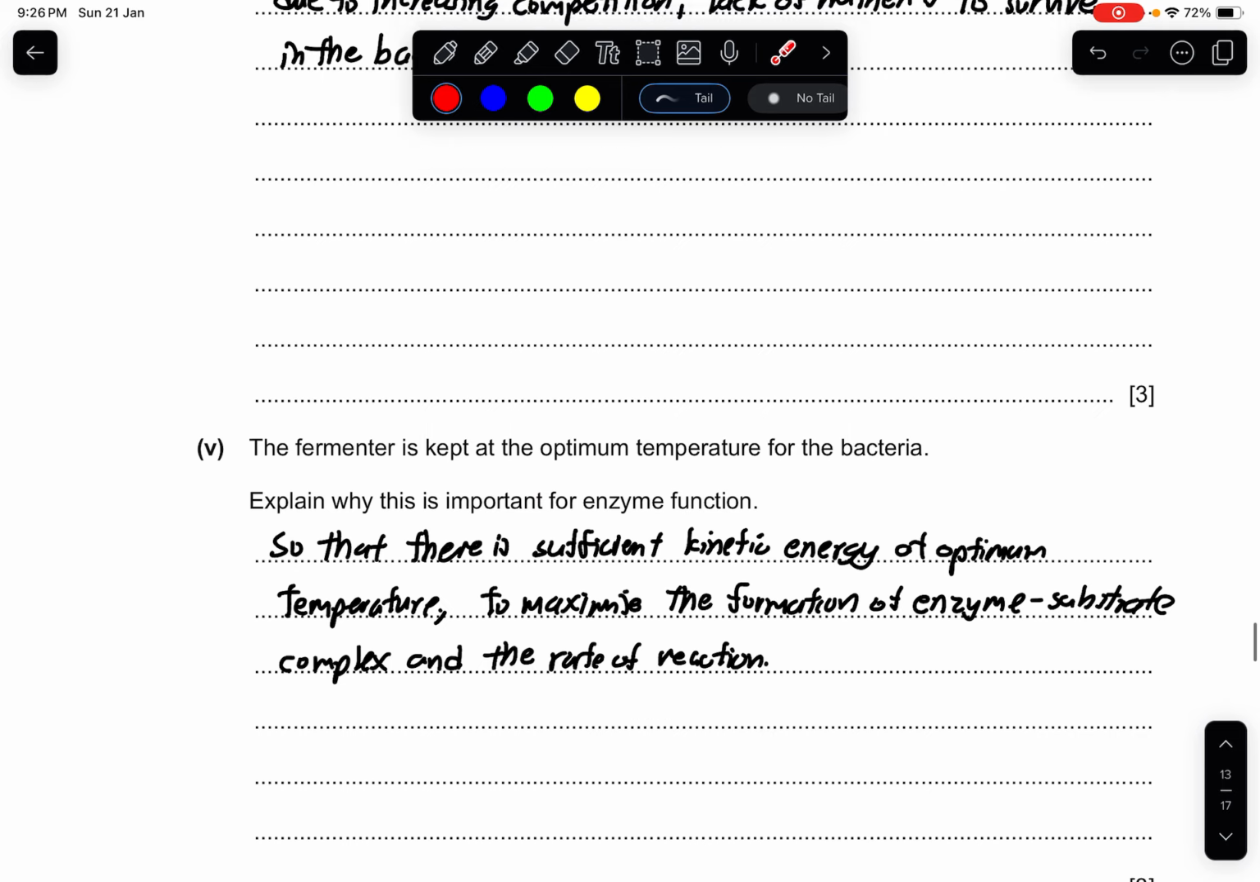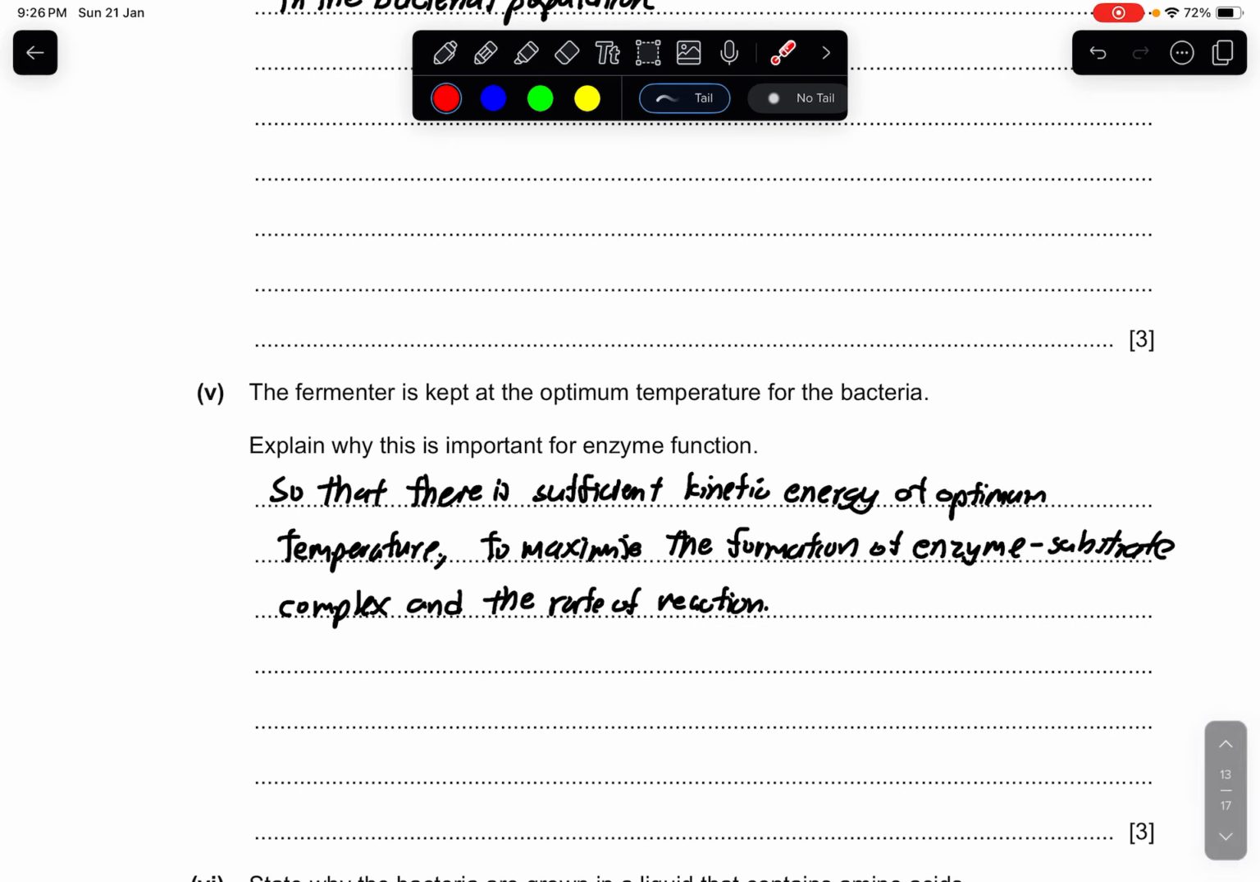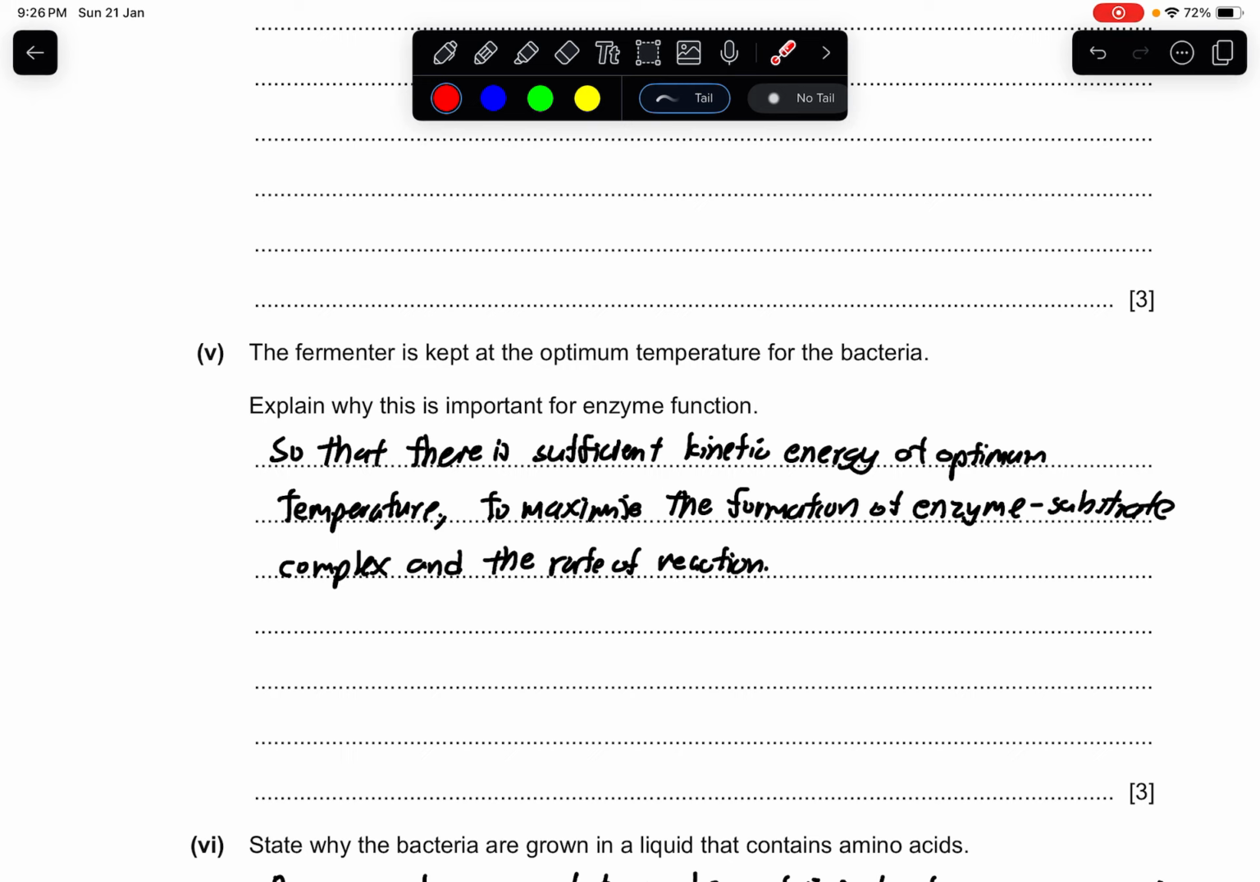And part 5, the fermenter is kept at the optimum temperature for the bacteria. Why is this important for enzyme function? When temperature increases, it helps to increase the kinetic energy. This helps to ensure there is enough kinetic energy for the formation of maximum enzyme-substrate complexes, which helps to ensure the high rate of reaction is maintained.